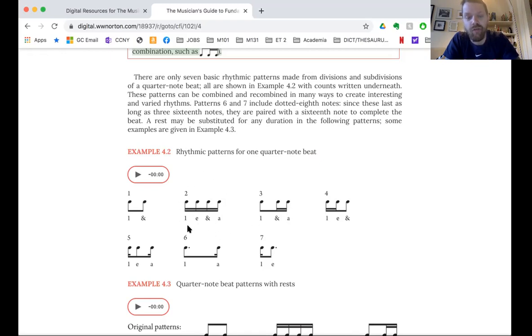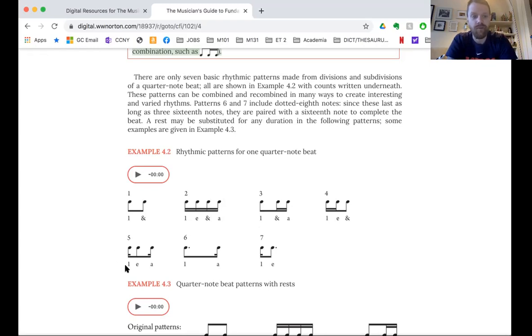1 E and a is all 4 16th notes at the subdivision level. So this number 3 gets rid of the second 16th note, but keeps the 3rd and the 4th. Number 4 has the second 16th note, the E, and the 3rd, but not the 4th. So again, here's number 3, 1 and a 1 and a. Here's number 4, 1 E and 1 E and 1 E and.